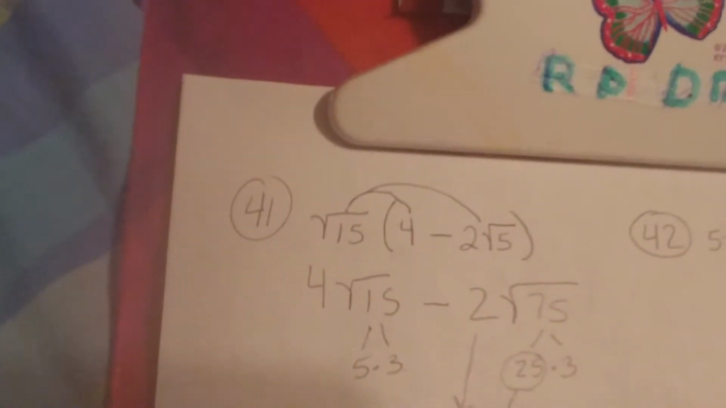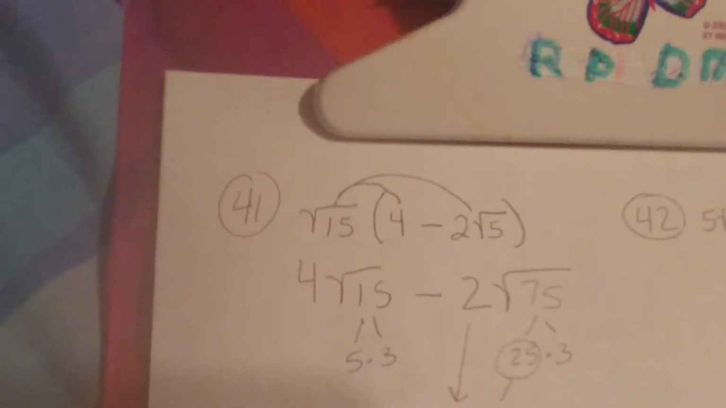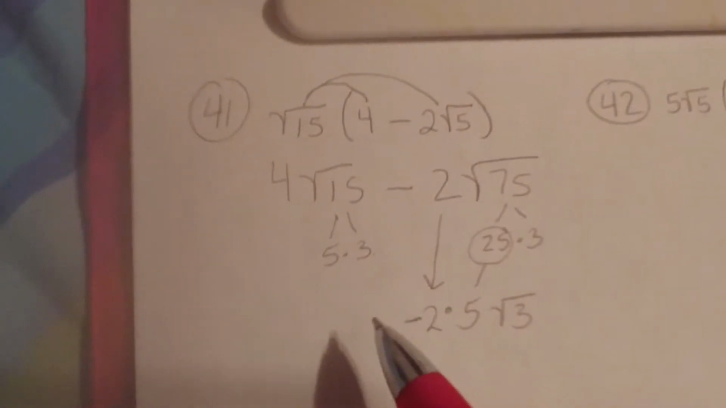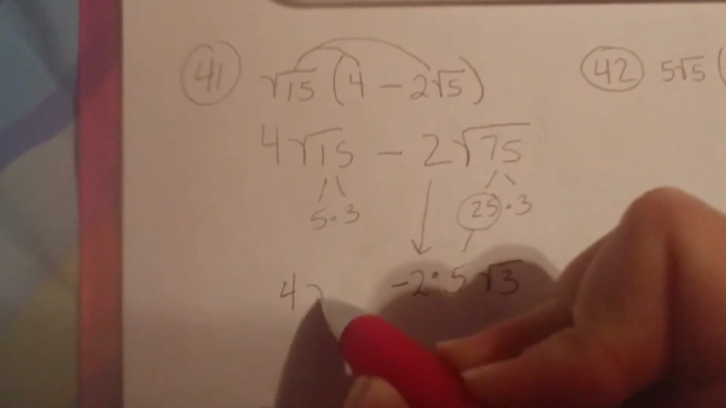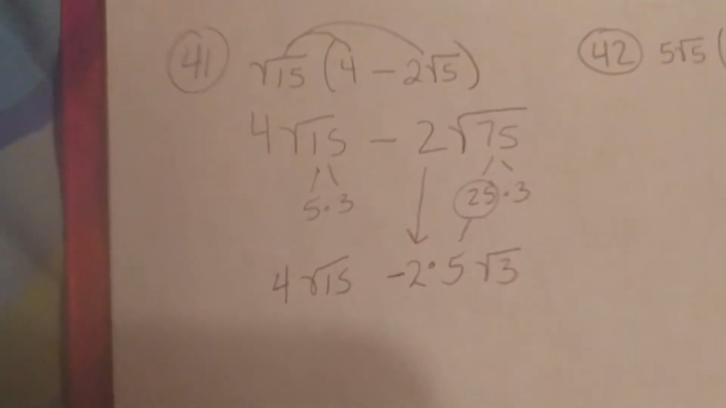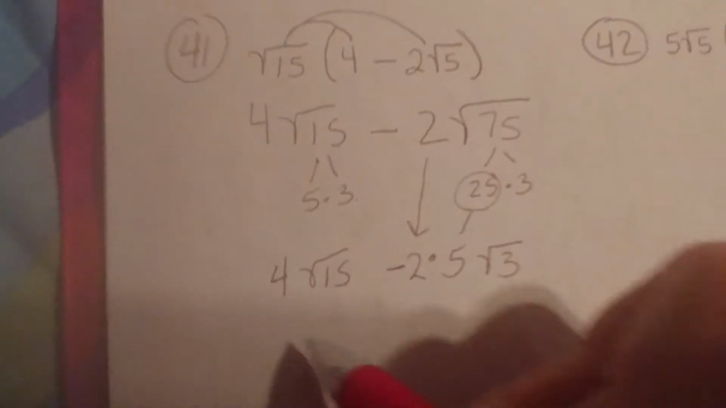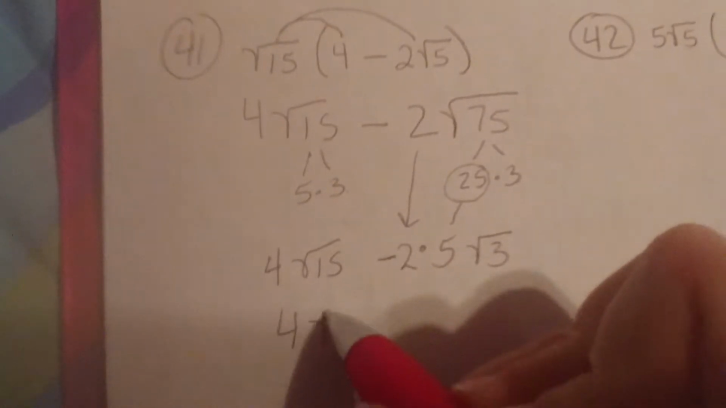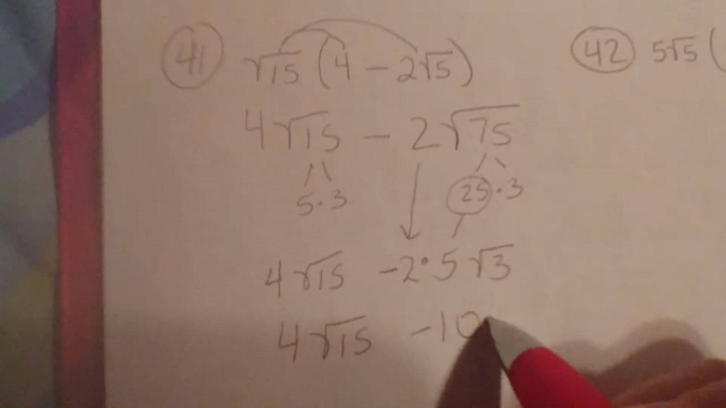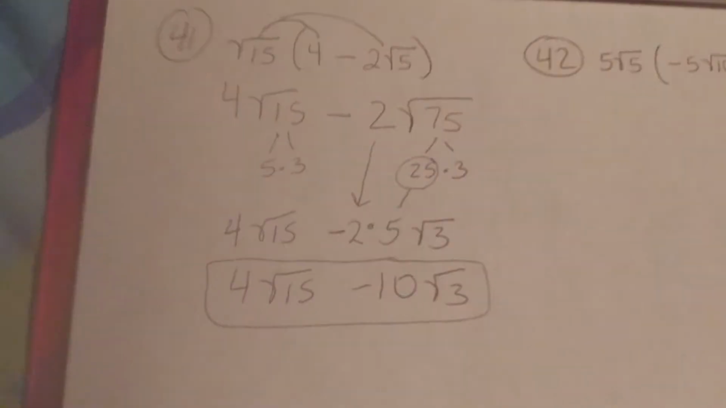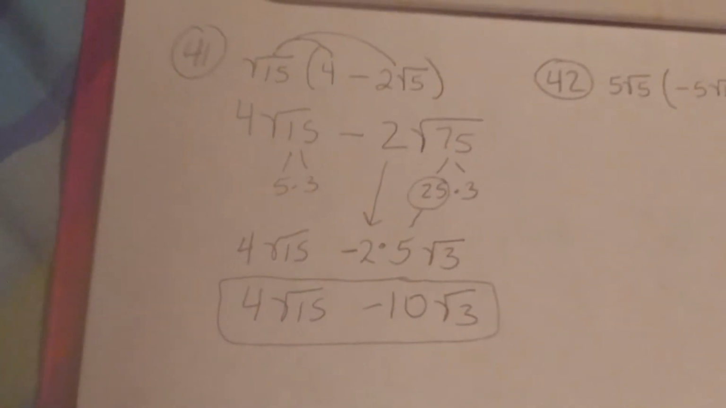This negative 2, it's still out there in the front also. That just leaves the square root of 3. And then in the front, I've got the 4 square root of 15, which I cannot do anything with. So then I just clean everything up and I should be done. 4 square root of 15 minus 10, because I multiplied, and then square root of 3. And that should give me the final answer on that one.